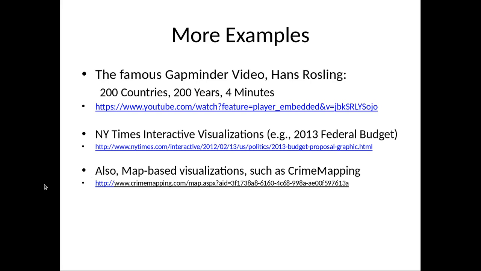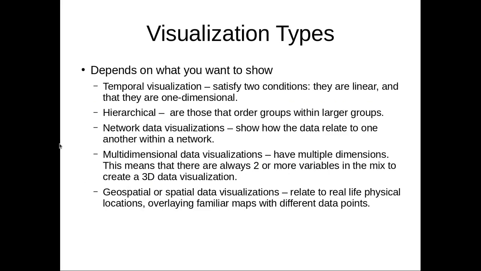So let's continue. Let's start with some types of visualization. The type of visualization depends on what you want to show. So there are temporal visualizations which actually satisfy two conditions. They are linear and they are one-dimensional. Which is actually when you show the trend of data versus time.